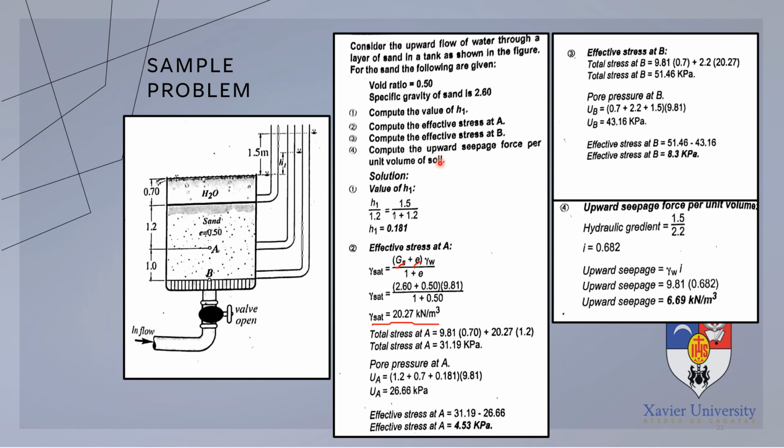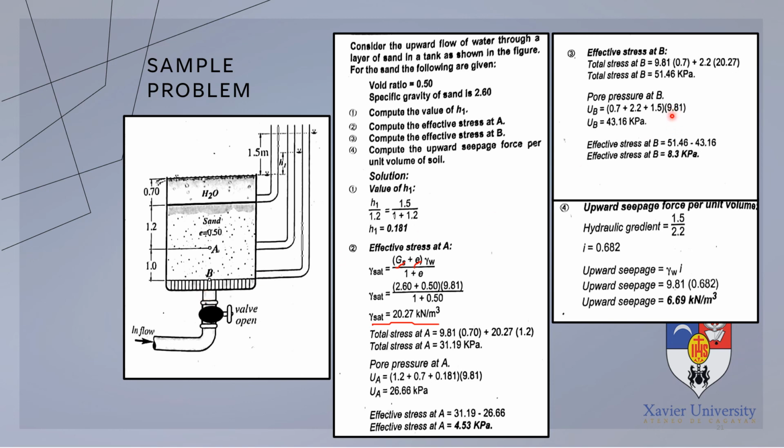Next, we are asked to solve for the effective stress at point B. First, we have to solve for the total stress and then the pore water pressure at B, and then subtracting these two will bring you to the value of your effective stress. At point B, we have 9.81 times 0.7 plus 2.2, that is the height of this layer, times the gamma saturated, which is this one. So that is 51.46 kPa.